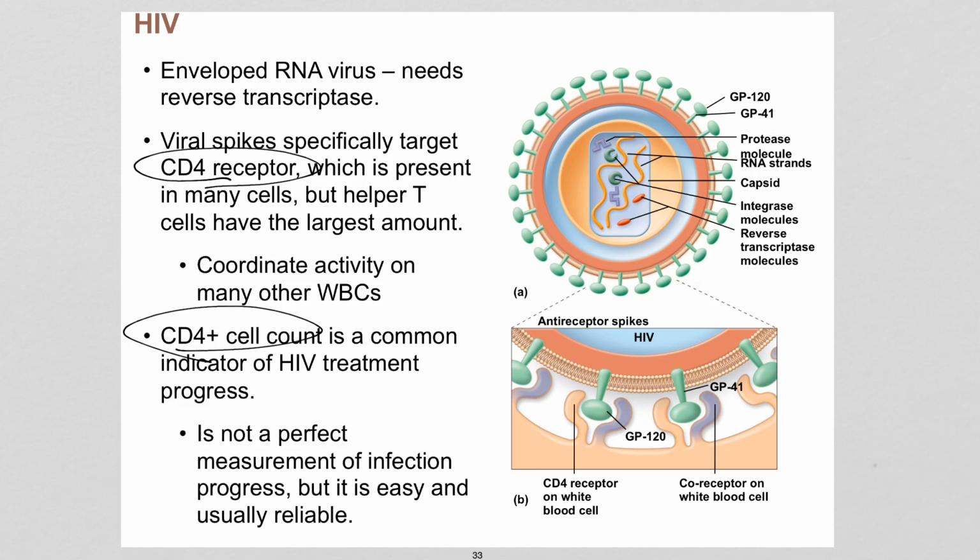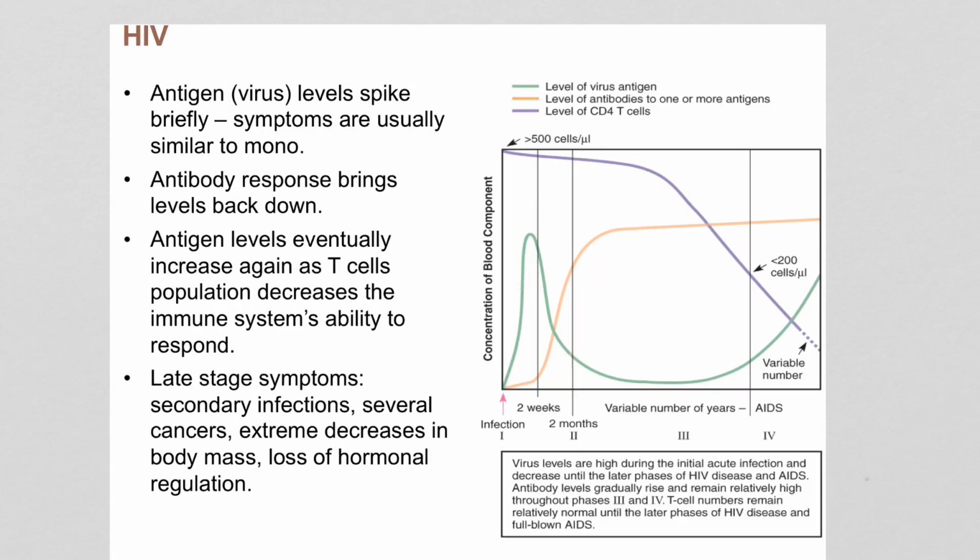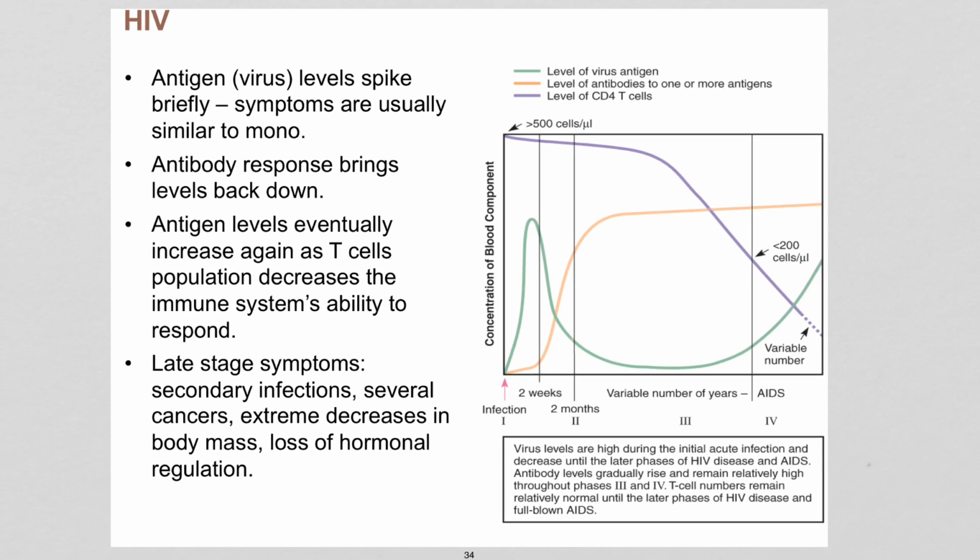And so just remember the specificity part. This is a good example of a specific protein on the viral capsid binding to a specific receptor on only one type of host cell, and that's where the helper T cell thing comes from. Now, the progress of what actually happens.